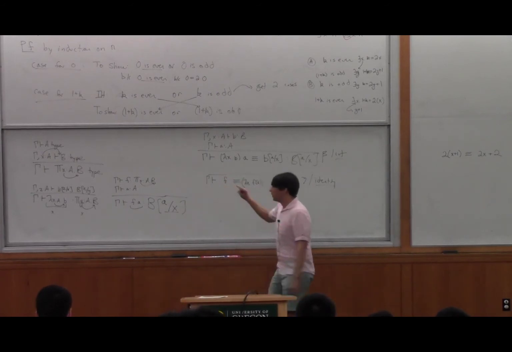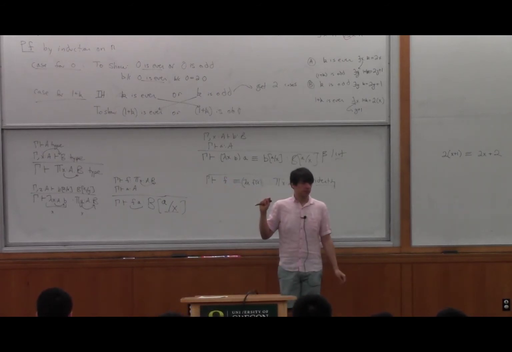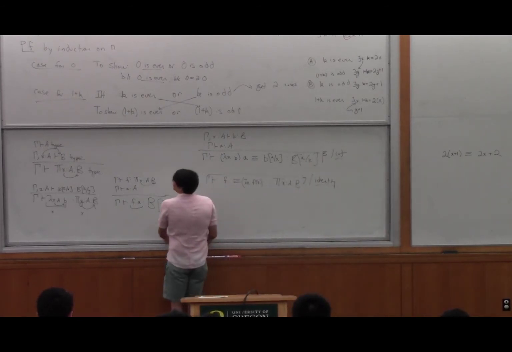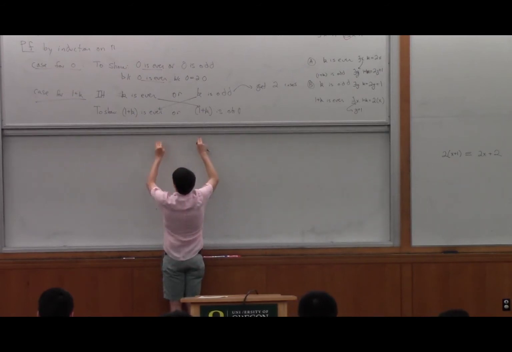Okay, so we good on pi types? Good? How many people have seen pi sigma identity type rules before? Okay, so many people, but not everyone. So let's quickly do sigma.